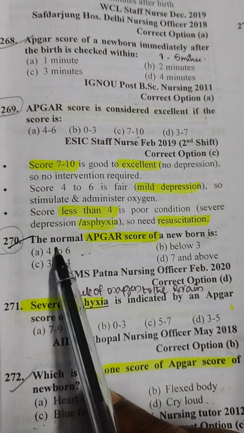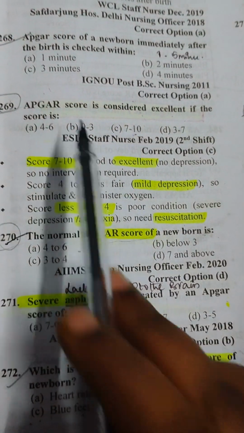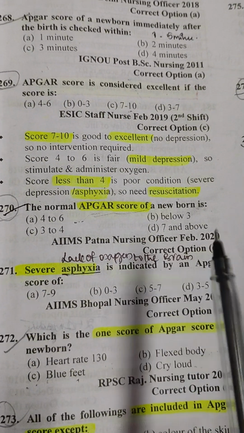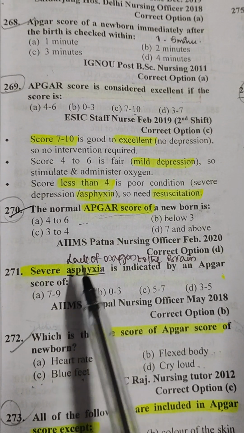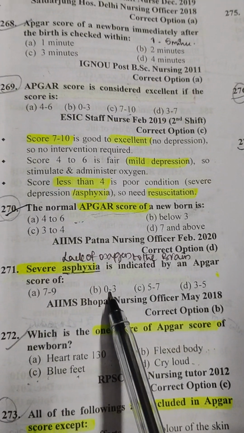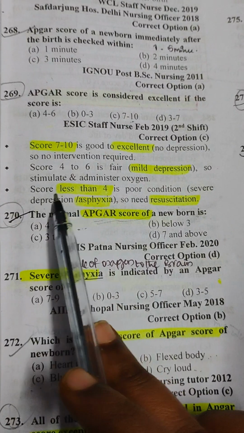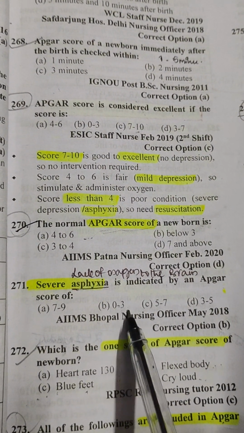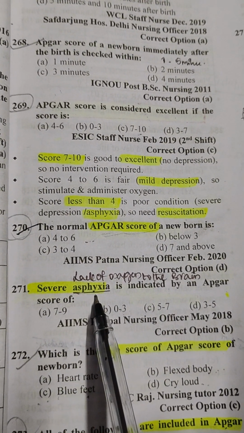The next question: the normal APGAR score of a newborn is. The normal score of a newborn, already we have discussed here. The answer is 7 and above. Then severe asphyxia, or lack of oxygen to the brain: severe asphyxia is indicated by an APGAR score of. Already we have discussed here. If the baby has a score of less than 4, nothing but 0 to 3, then the baby has a severe asphyxia problem.